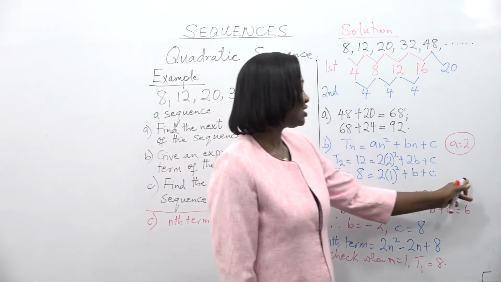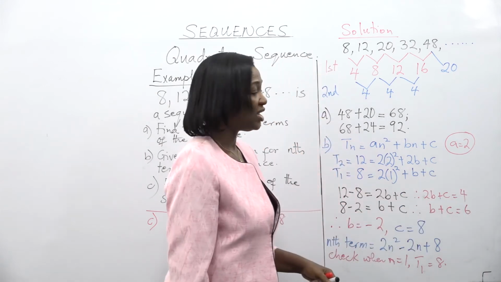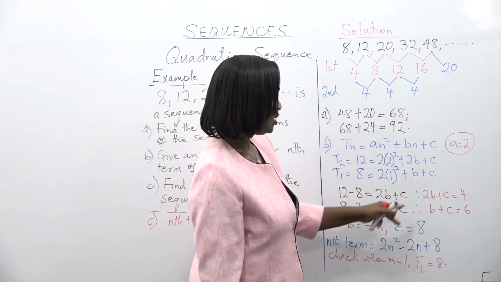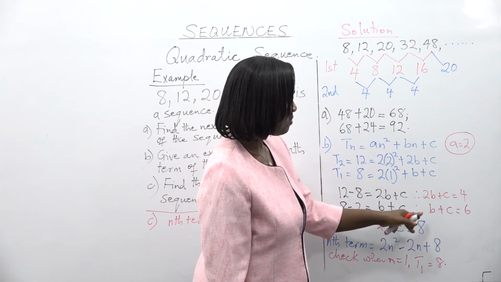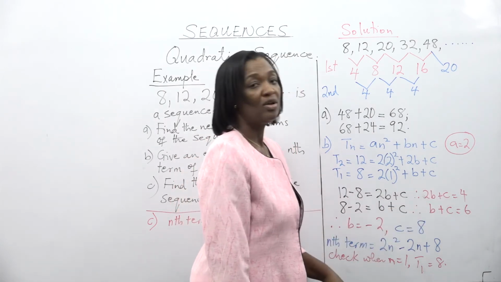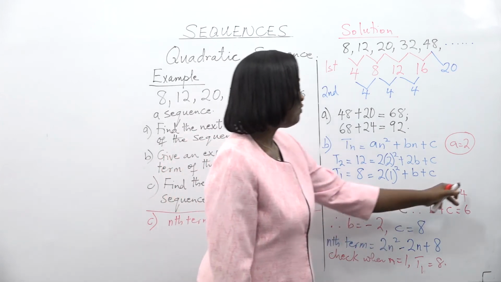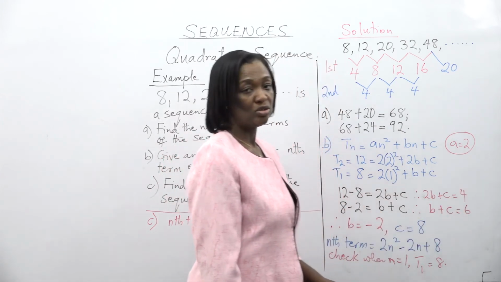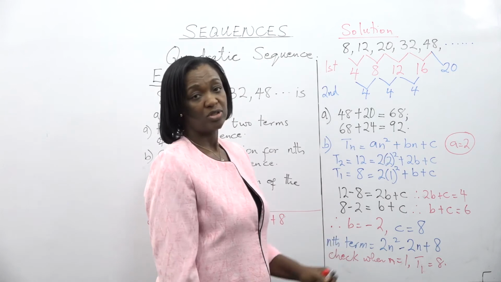When we solve this simultaneously, we can use elimination. Let's do that mentally. 2b minus b will give us b. c minus c will eliminate c. And then 4 minus 6 will be minus 2. So b is equal to minus 2.